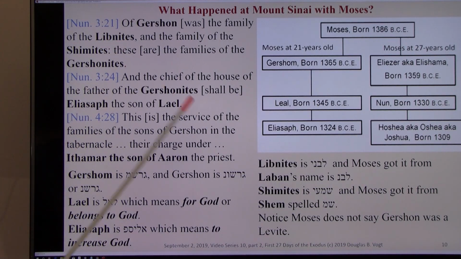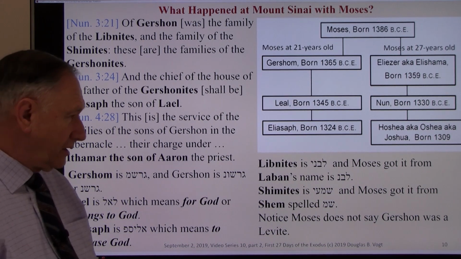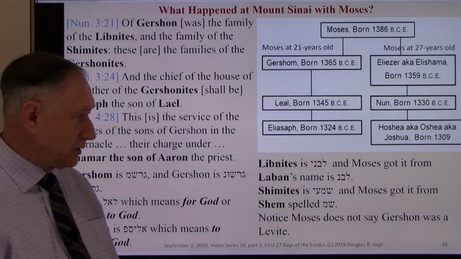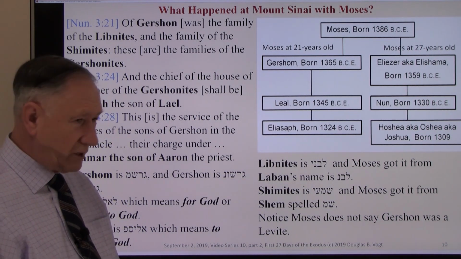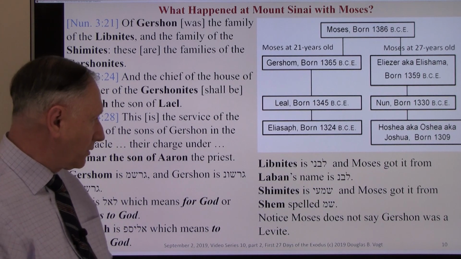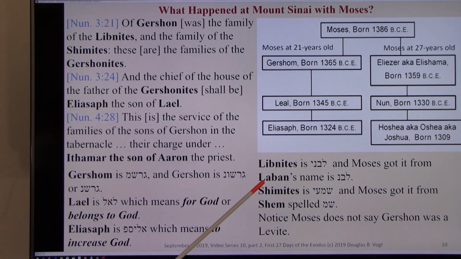Where did he get this name? The Libnites, spelled this way. Moses got it from Laban, who was the father of Rachel, or Jacob's father-in-law. So technically all the children that Rachel had, as well as her sister, could be called Libnites. But it's not. He grabbed the name from Laban. Now where did he get this other name from? Shimeites. There it's spelled this.